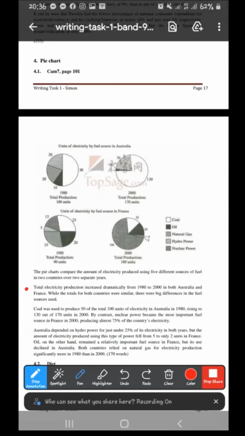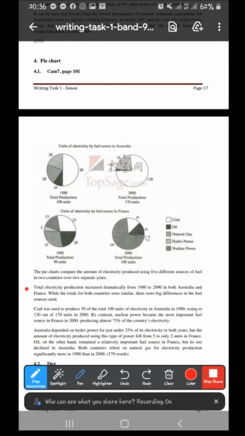The second para, it says a total electricity production increased dramatically from 1980 to 2000 in both Australia and France. It's undisputable because you see, with the advancement of technology, there has been lots of facilities given to the people. And one such facility is the production of electricity, which has dramatically increased from 1980 to 2000 in both the countries, Australia and France. While the totals for both countries were similar, there were big differences in the fuel sources used. You can see the fuel sources.